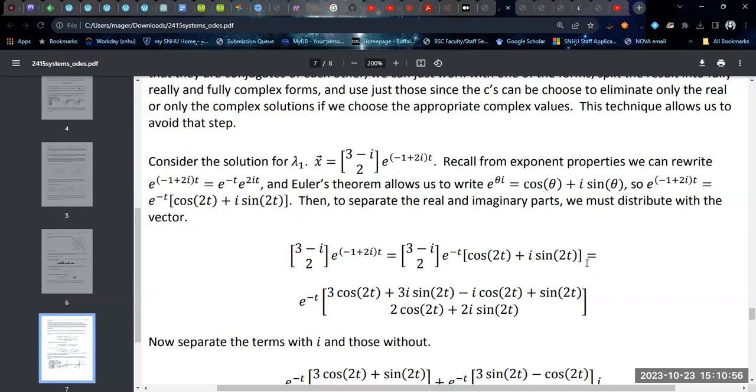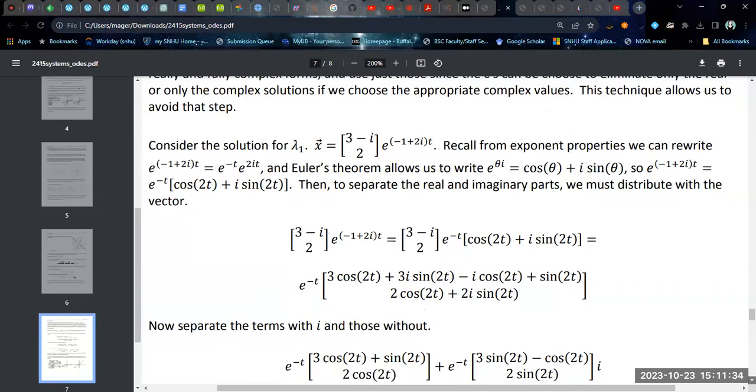Then we're going to have to take this expression for the exponential piece, and we're going to have to multiply it through our vector in order to separate out our real and our complex terms. So 3 times this whole thing. Again, I pulled the e to the negative t out because it doesn't really do anything. It doesn't interact with the complex parts here. And then minus i times both of these. And minus i times i is going to give you minus a minus 1, which is going to give you a positive sine 2t. And then also through the denominator, the 2's.